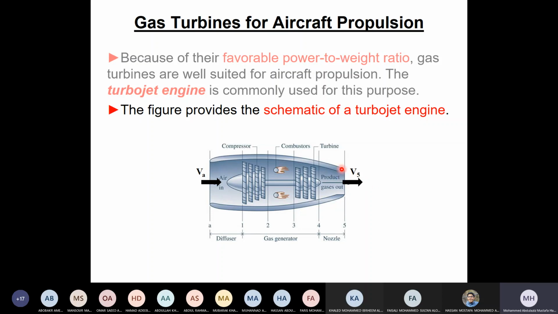Of course, you can expect here that the velocity is high, and this is the only location where we cannot neglect the change in kinetic energy. In all previous parts, we said to neglect changes in kinetic energy. Only in this part here, you cannot neglect the kinetic energy. I may ask you, what's V5?